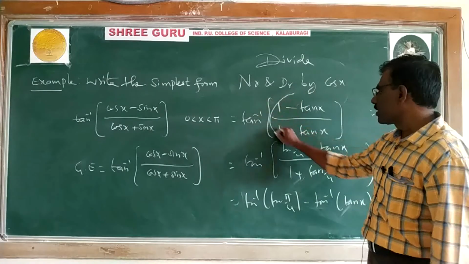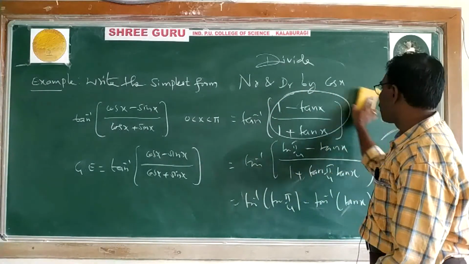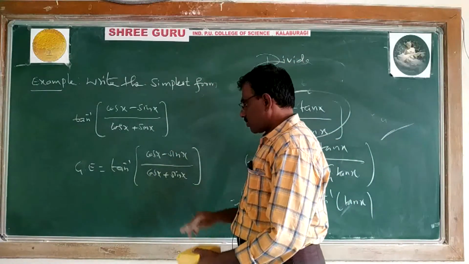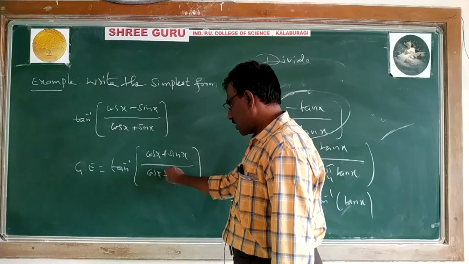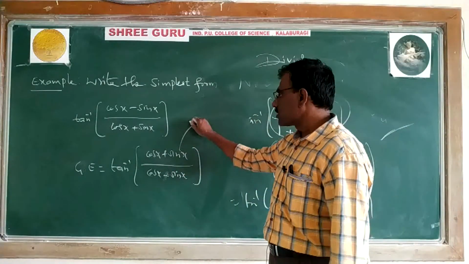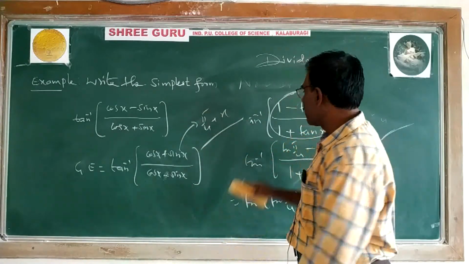इसको बाहर करना देखो. What is 1 minus tan x by 1 plus tan x? Tan of pi by 4. If the numerator has plus, here minus is there, your answer is pi by 4. This answer is pi by 4 plus x, same only, divided by cos x.